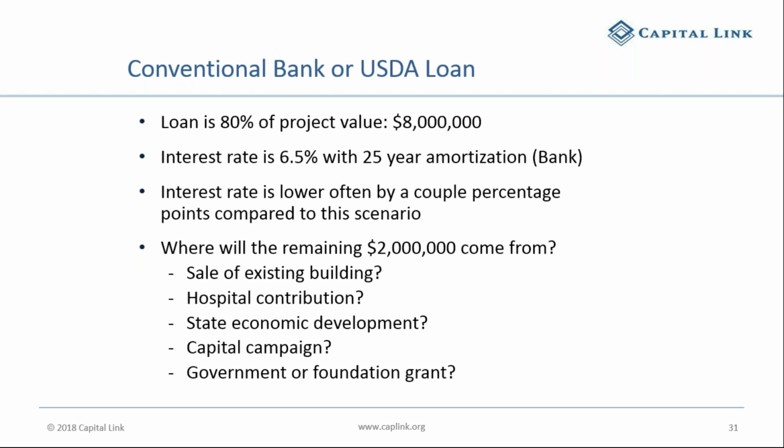So here's an example of a conventional bank, and I put or USDA loan because they typically run about the same from the standpoint of what you have to put together to access the funding. So this loan is 80% of the project value, $8 million, interest rate 6.5% with a 25-year amortization. That's the bank. The interest rate is lower often by a couple percentage points compared to this scenario for USDA loans. The question remains, where will the other $2 million come from?